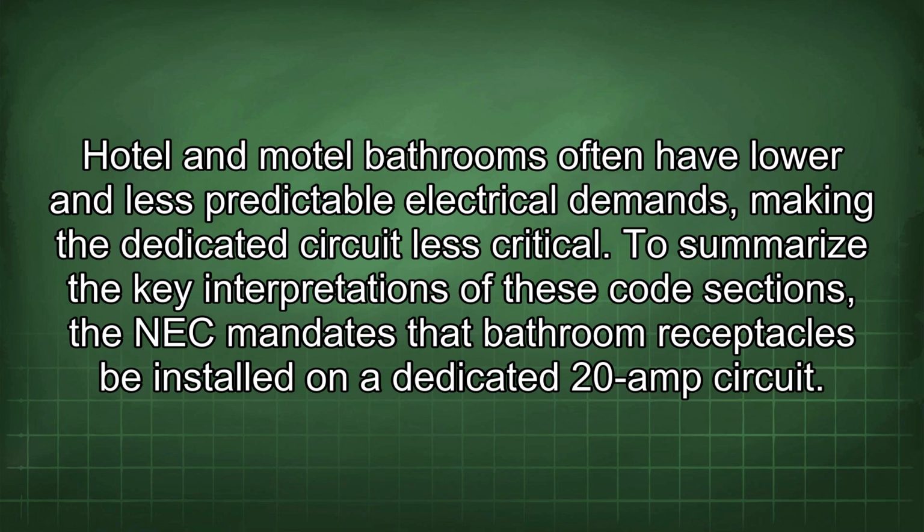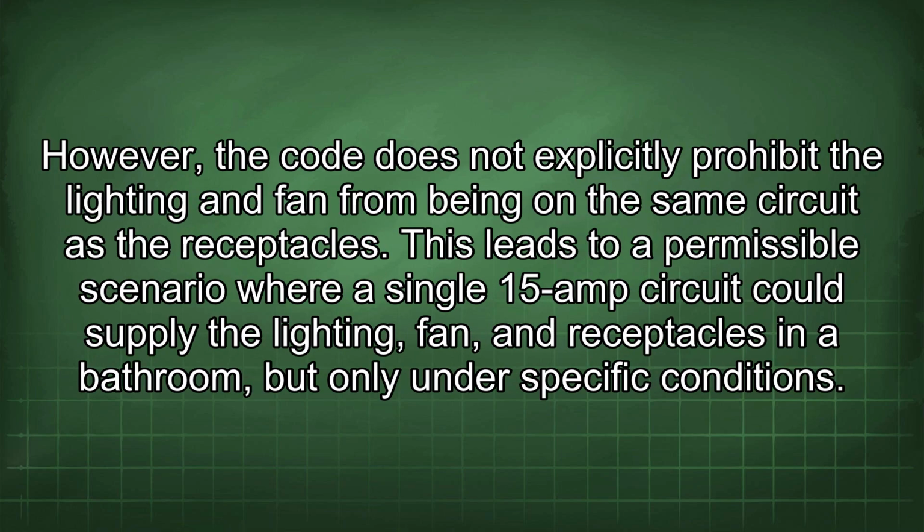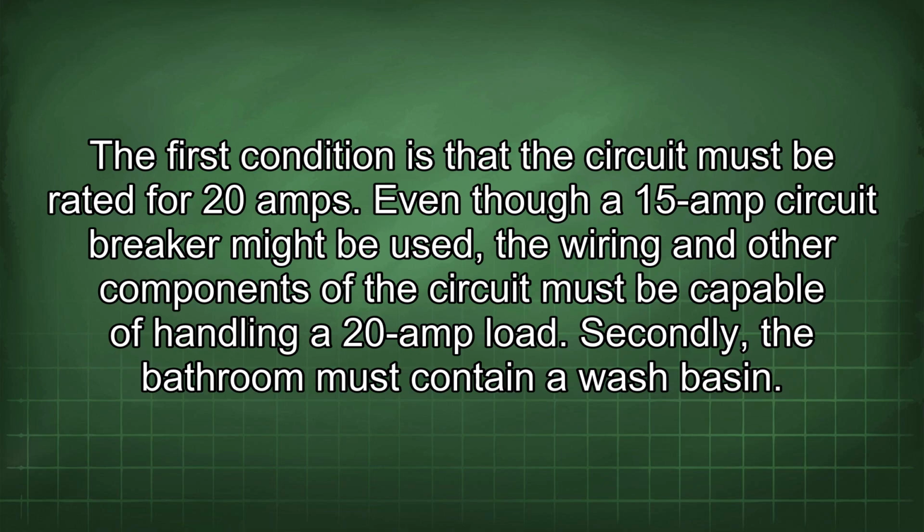To summarize the key interpretations of these code sections, the NEC mandates that bathroom receptacles be installed on a dedicated 20-amp circuit. However, the code does not explicitly prohibit the lighting and fan from being on the same circuit as the receptacles. This leads to a permissible scenario where a single 15-amp circuit could supply the lighting, fan, and receptacles in a bathroom, but only under specific conditions. The first condition is that the circuit must be rated for 20 amps. Even though a 15-amp circuit breaker might be used, the wiring and other components of the circuit must be capable of handling a 20-amp load.